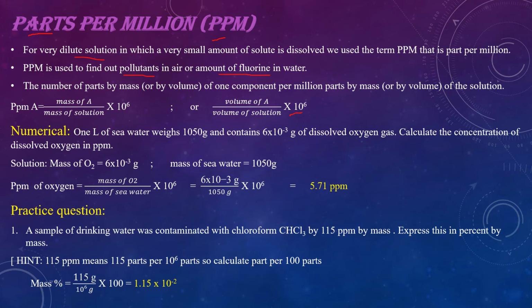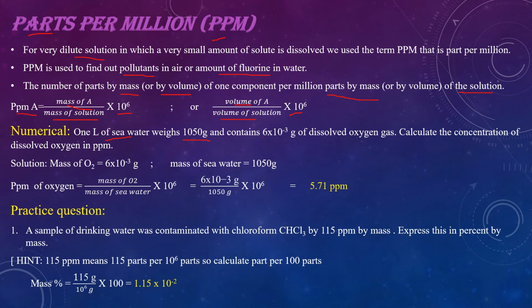Now how we define the term ppm? The number of parts by mass or by volume of one component per million parts by mass or by volume of the solution is called ppm. Now for example, if we have two components A and B, then the ppm, part per million, of A is mass of A divided by mass of solution into 10 raised to power 6. Now in terms of volume, it is volume of A divided by volume of the solution into 10 raised to power 6. Now taking example, 1 liter of sea water weighs 1050 gram.